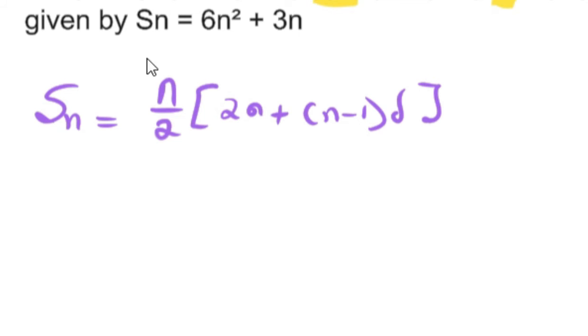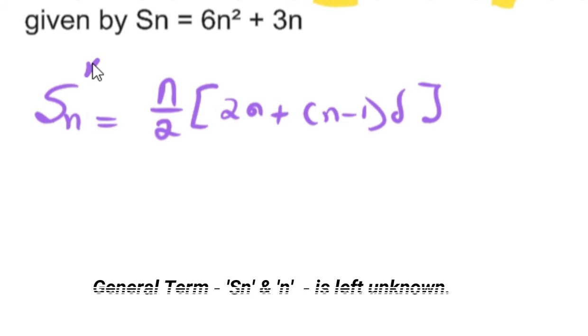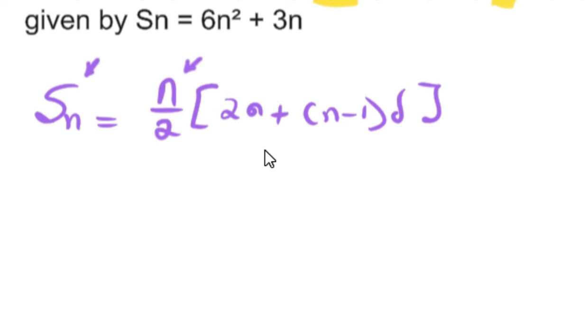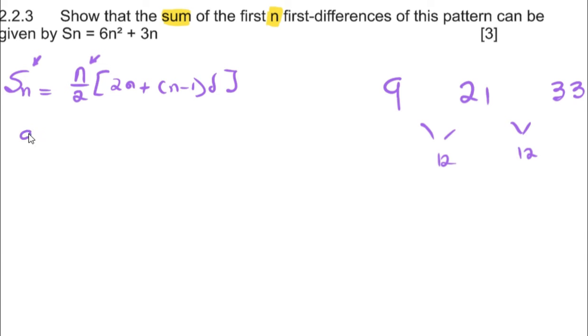Since we're trying to get our general term, it means that we shouldn't find the value of Sn and we shouldn't find the value of n. So those two are not important. However, we need to know what A is and what D is. Now, A represents the first term, and from our sequence, the first term is 9. And D is the common difference, and we can see that the common difference there is 12.